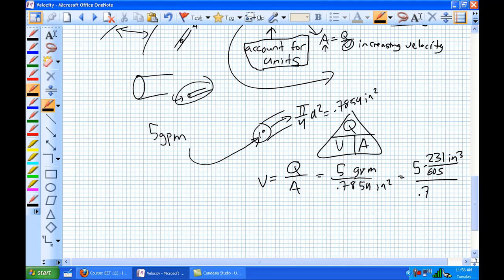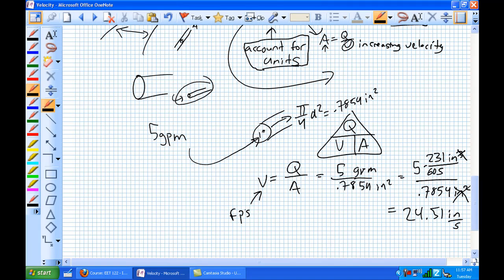And this is going to give us 0.7854 inches squared. That inches squared crosses out, and we're left with an inch per second. We've got a unit of length per second, which gives us 24.51 inches per second. But let's say we wanted our answer in feet per second.